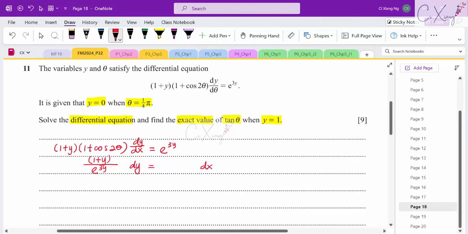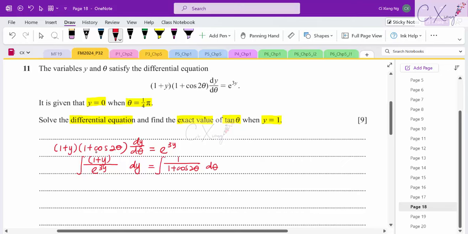I bring the dx over and it will become dx on the left, on the right. Sorry, I think I copied the wrong variable. It should be theta. Okay, so I want to keep my theta on the right-hand side. And this 1 plus cos 2 theta, I will bring it over, and it becomes 1 over 1 plus cos 2 theta. Okay, and after that, I start the integration.